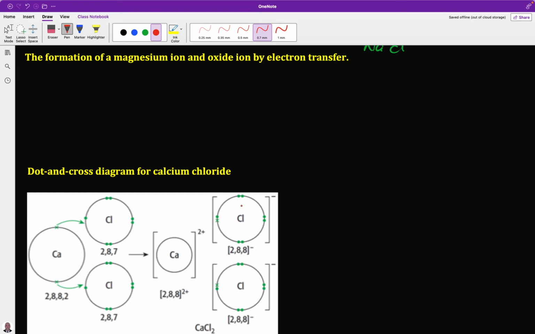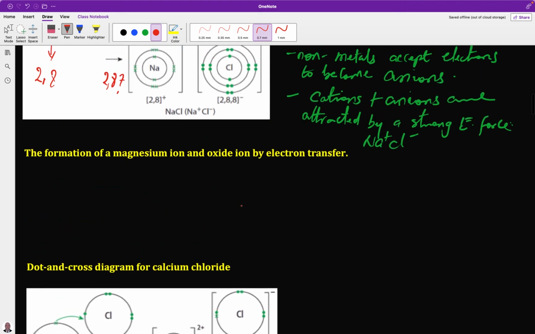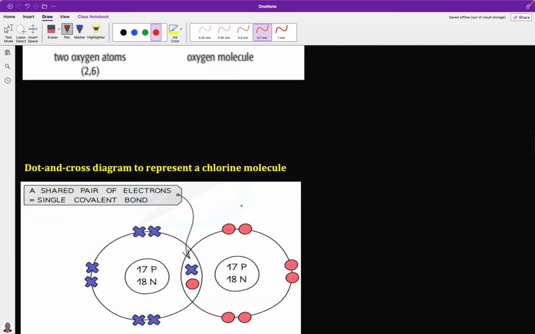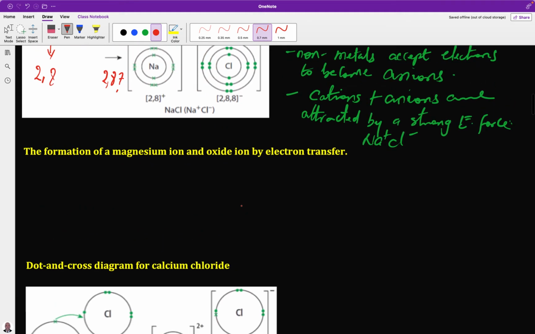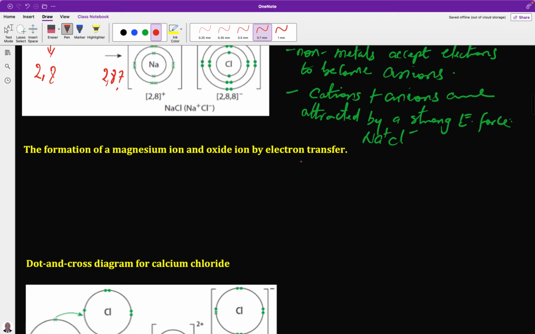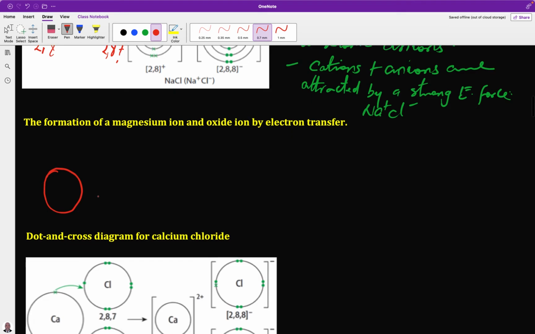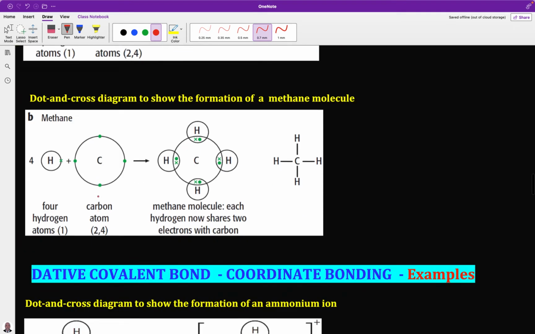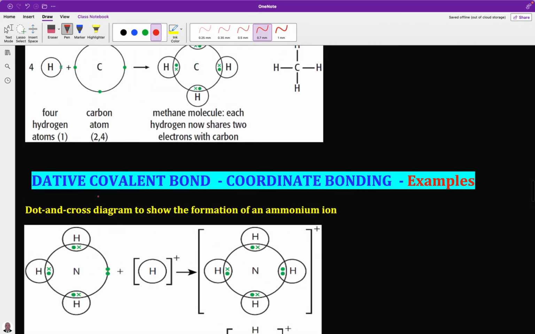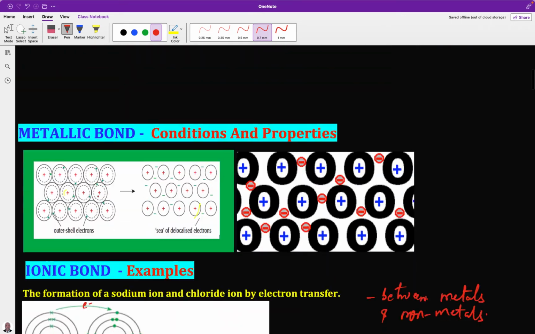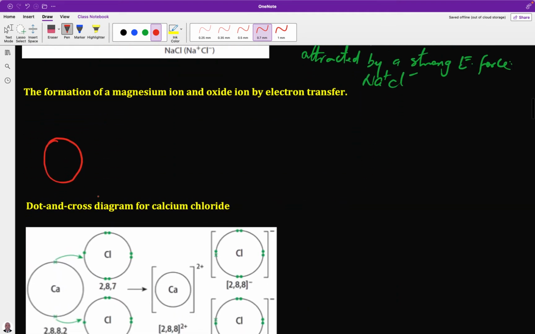The formation of magnesium ion, which is, magnesium ion will be like this one. Formation of magnesium ion and oxide ion by electron transfer. So we have magnesium. Magnesium has 2 electrons in the outermost shell. Let me put it here. There is magnesium. Now it has 2 electrons.